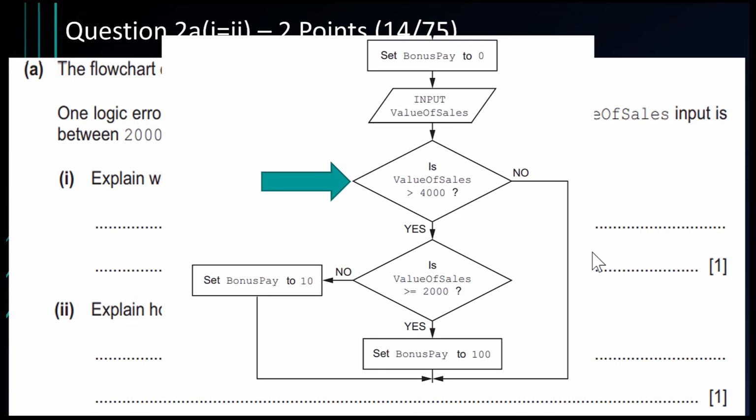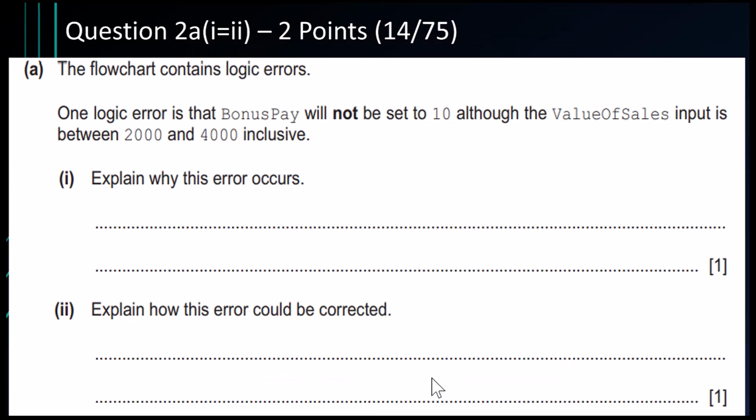If I sell 3,100 units or do $3,100 in sales, I should be getting a bonus. But 3,100 is not greater than 4,000, which means my bonus pay is going to be set to 0. I'm going to exit without getting that bonus. So that really makes it wrong. So what do we need to do? How do we fix this?